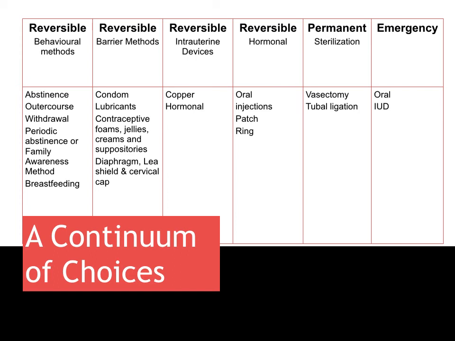And this slide is just overviewing the different types of options we have for birth control and looking at them in different categories. So some more reversible, some less reversible or more permanent, and also looking at some emergency methods of contraception as well. So it's just breaking them down into the different types and how reversible they might be. Outercourse is listed here in terms of reversible methods. Outercourse is defined as other activities besides vaginal intercourse. And we'll definitely discuss most of these methods in more detail.